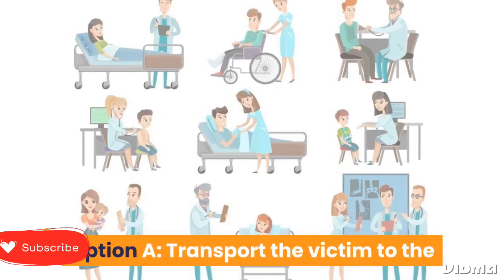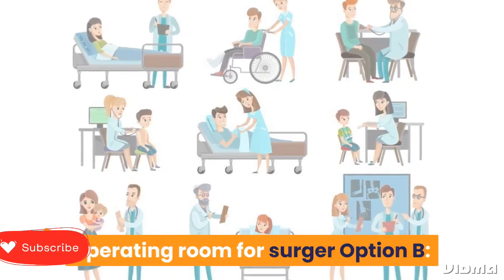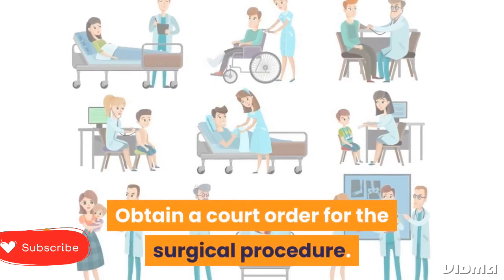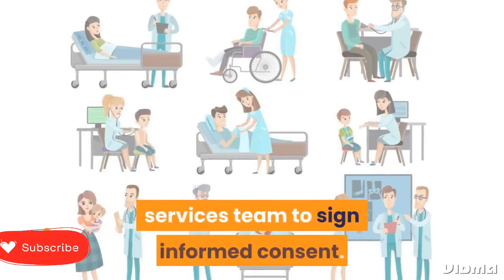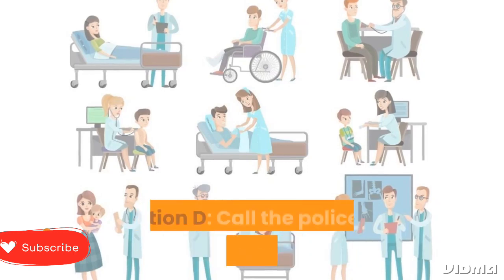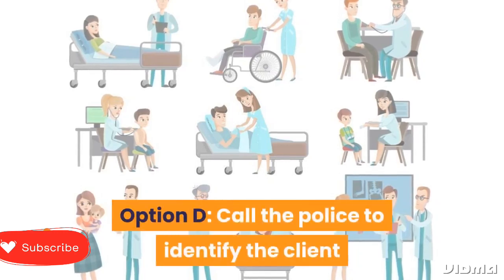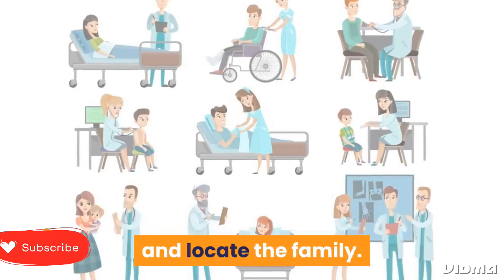Option A, transport the victim to the operating room for surgery. Option B, obtain a court order for the surgical procedure. Option C, ask the emergency medical services team to sign informed consent. Option D, call the police to identify the client and locate the family.